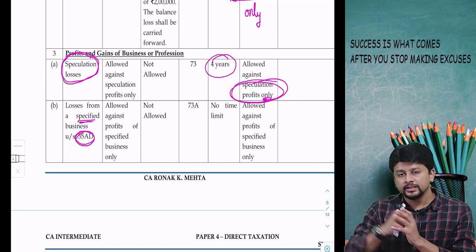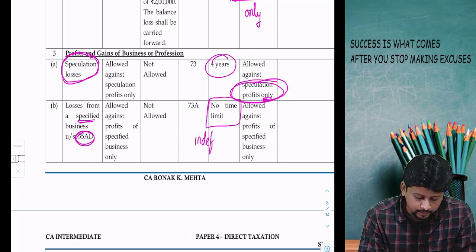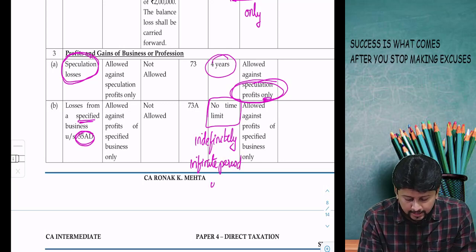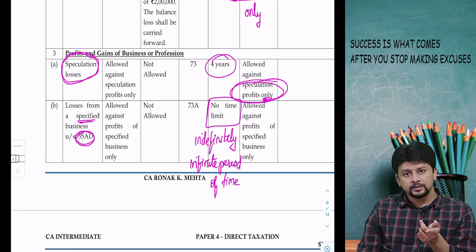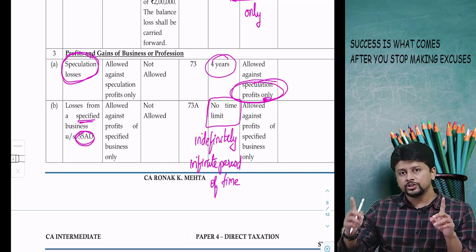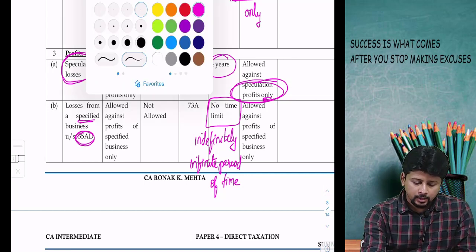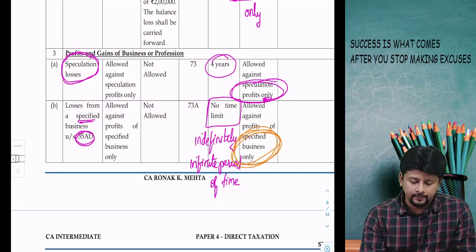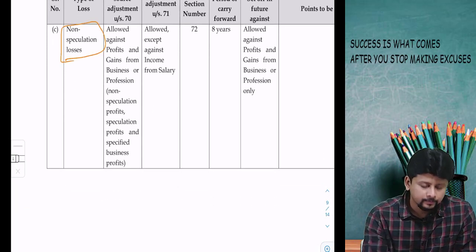So now I will carry forward that loss. No maximum time limit allowed. This loss can be carried forward indefinitely, for an infinite period of time. Today in 2020-21, I can set off a loss of a specified business which belongs to the year 11-12, which belongs to the year 10-11 also. The restriction of 4 years and 8 years does not apply. But yes, it can be set off against profits of specified business only. That restriction still remains.